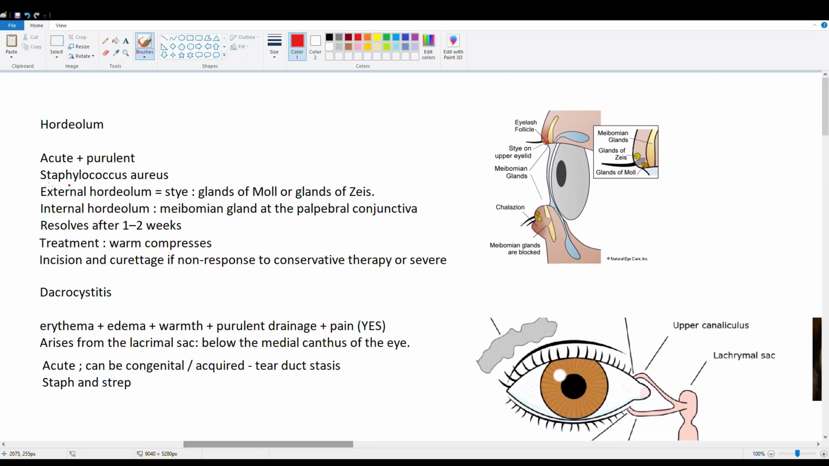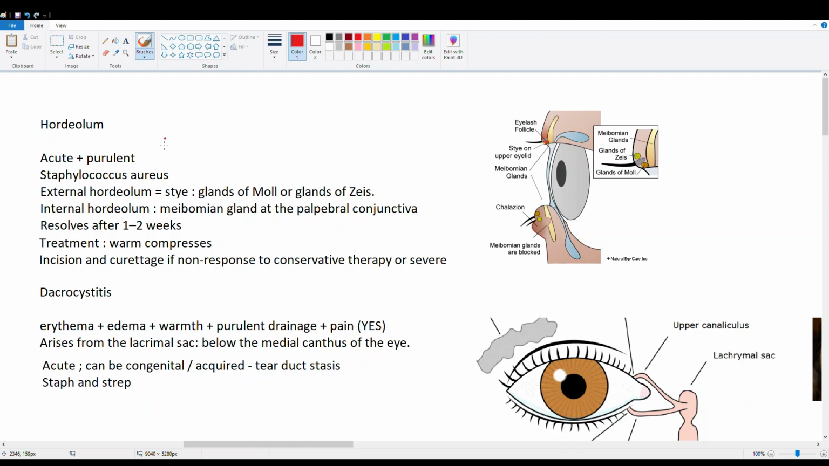All right, so hordeolum. A hordeolum is two things. It's acute and it's purulent. Okay, in our question stem, our patient had an acute purulent mass. All right, so that's a really good indicator for hordeolum. It basically allows you to snipe the answer.